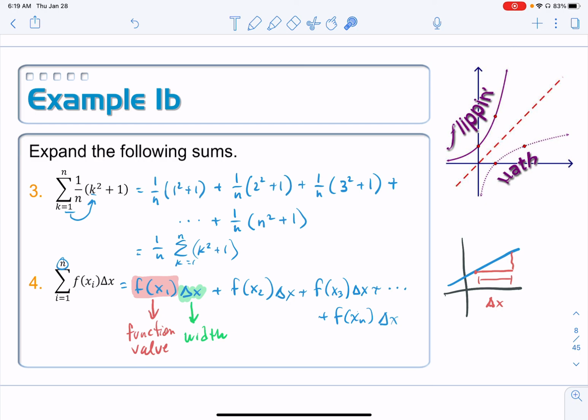In the next video, what we're going to do is we're going to look at some formulae for all of the different kinds of sums that we'll use for the rest of the lesson.